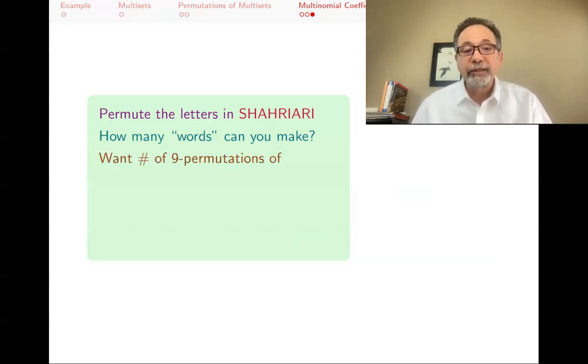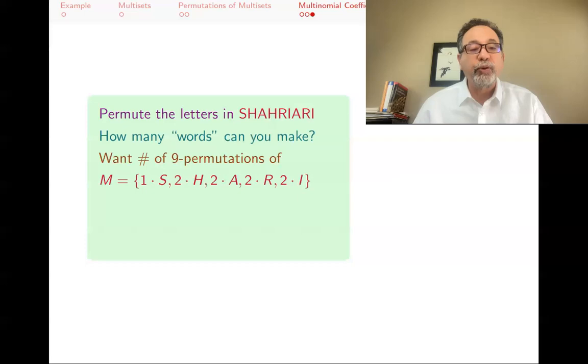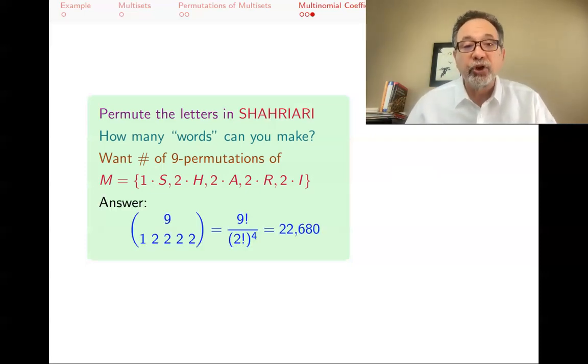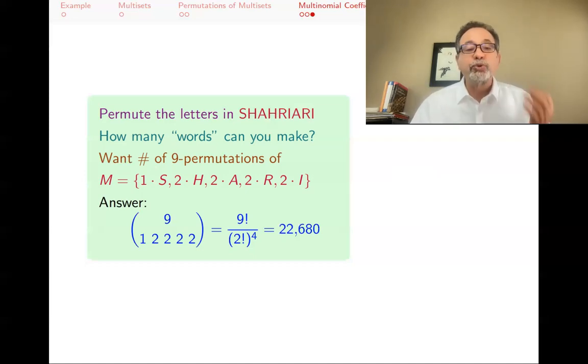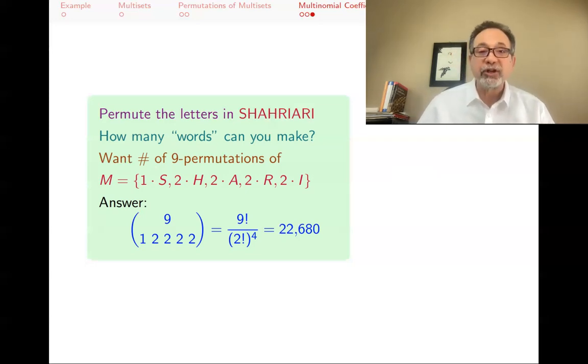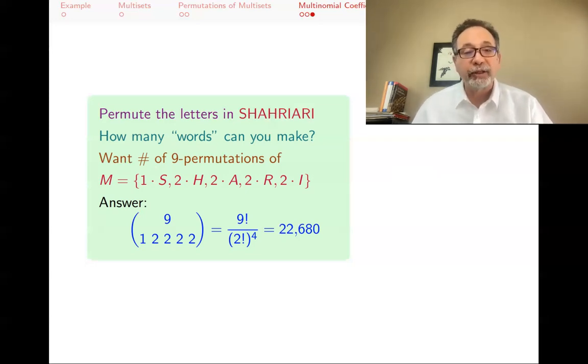And so what we want is that these are 9 letters there. And so we want the 9-permutations of one S, 2 H's, 2 A's, 2 R's, and 2 I's. And again, this is a multiset, and I want the 9-permutations, and that's the total number there. And so I know what the answer is. The answer is going to be a multinomial coefficient, 9 choose 1, 2, 2, 2, 2, and that's 9 factorial over 2 factorial to the 4th. It's just 2 to the 4th, and the answer is 22,680, assuming that I've done the calculation correctly.